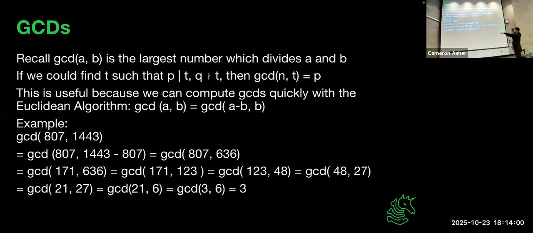Here we subtract a multiple: we subtract 171 times 4, I think, and we get 123, and we can continue, and in the end we get 3. So this is a lot faster than factoring n directly, but we need to find the T that works here.